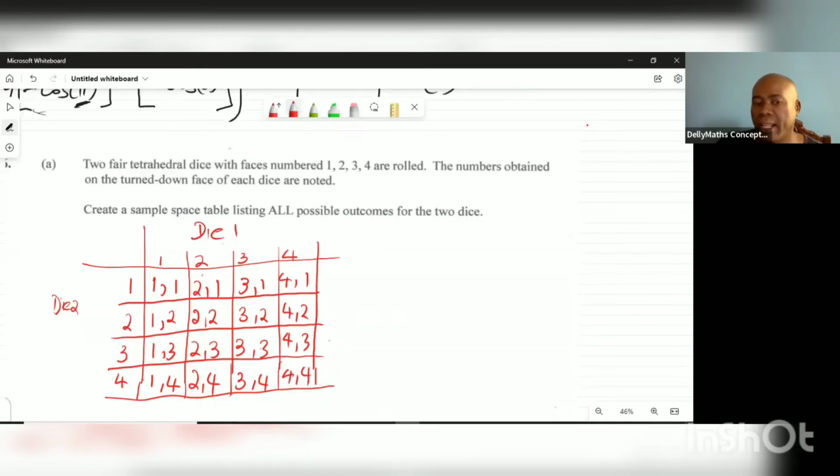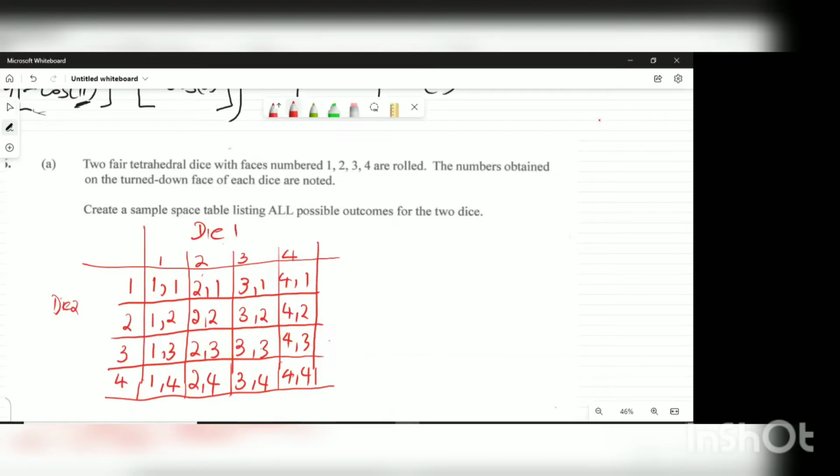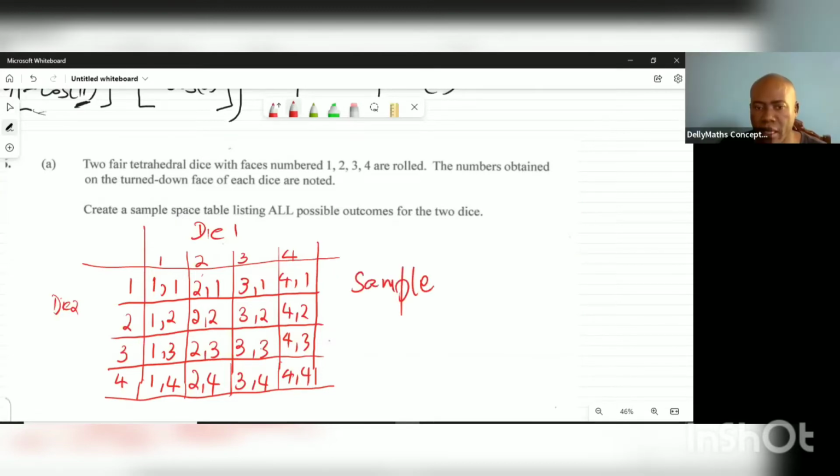And any question that they want to ask, we can respond to it from right here. So this is what you call your sample space. The sample space refers to the total possible outcomes. These are the only 16 events that can occur if I throw those 2 dice.